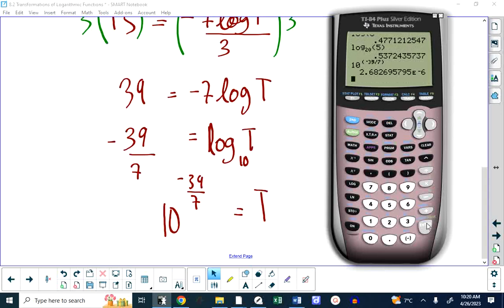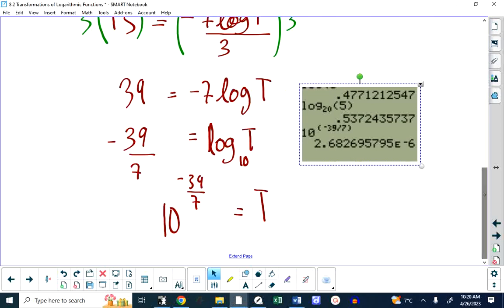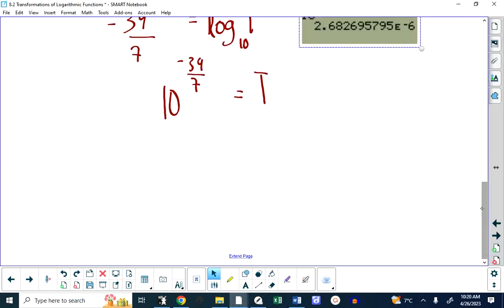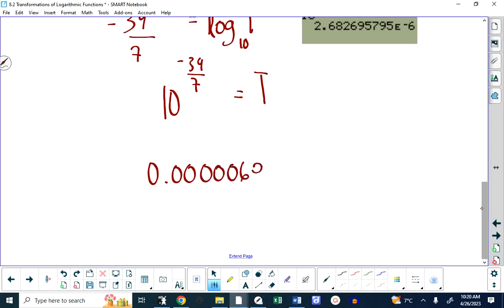I get that number. Wow. I get 0.00000068. That's the proportion of light that it allows through. That's not a percent. I'd have to multiply that by 100 to get a percent. But if I did that, it's like 0.00068%. It's such a tiny amount of light that goes through. That's the answer to the question, though.